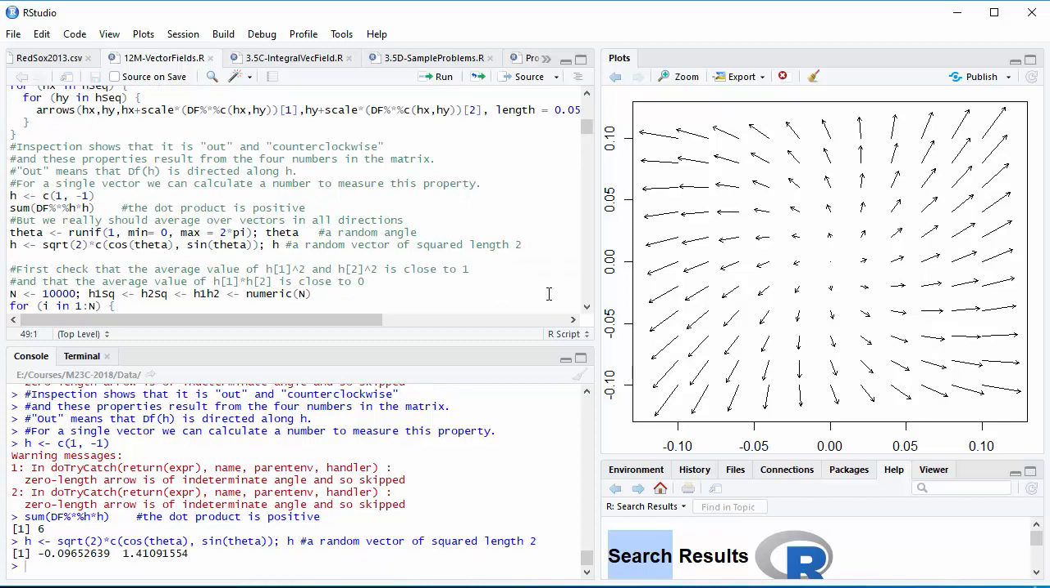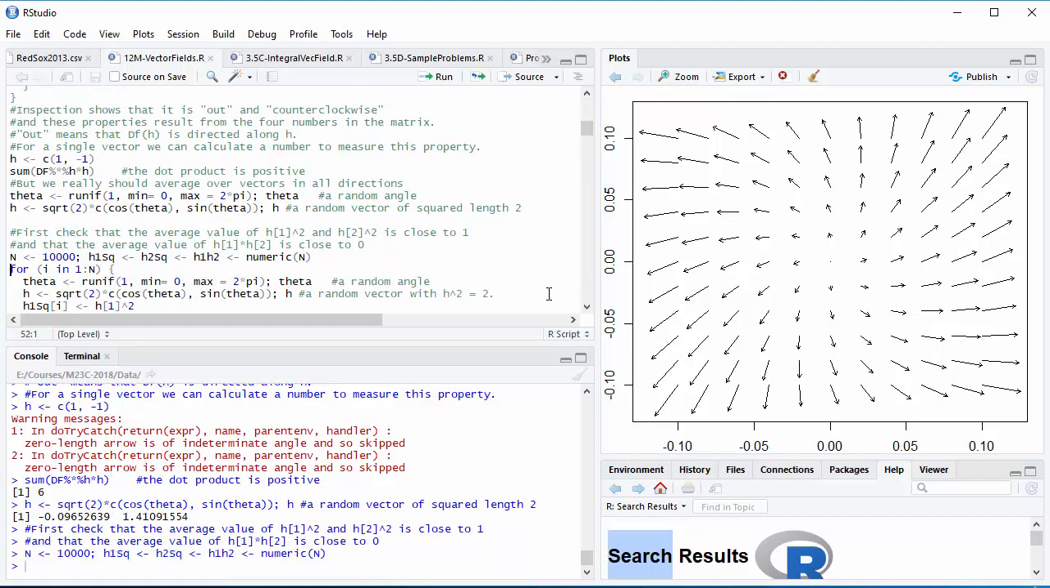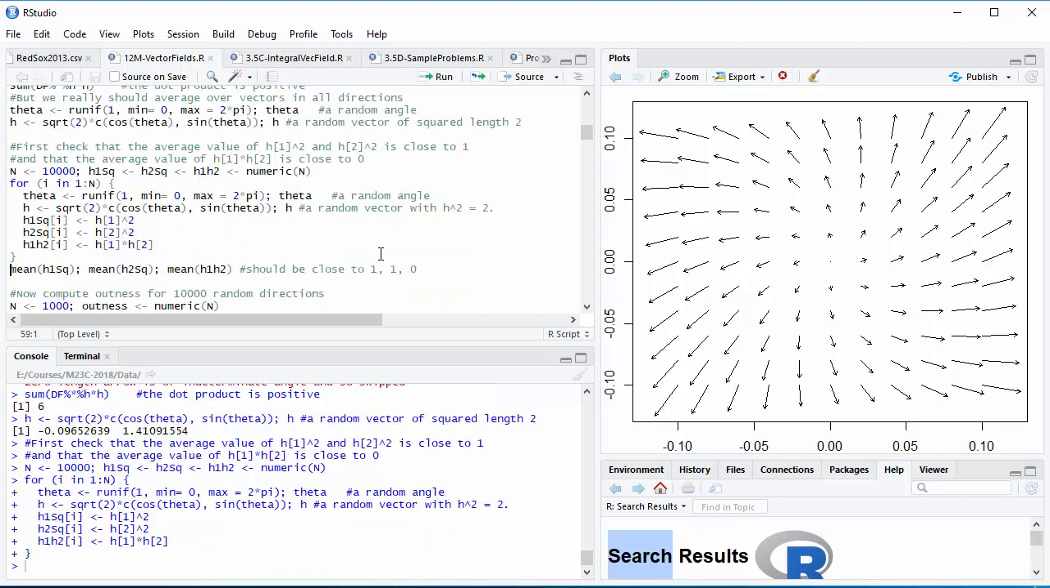Why did I pick the square root of 2? That means the average value of the square of either component is going to be close to 1. And furthermore, since these vectors are random in direction, if I take the product of the two components, it's as likely to be positive as negative, and the average will be 0. So let me check that. I've just set up numeric vectors to hold the sum of the squares and the sum of the products, and I generate 10,000 of them.